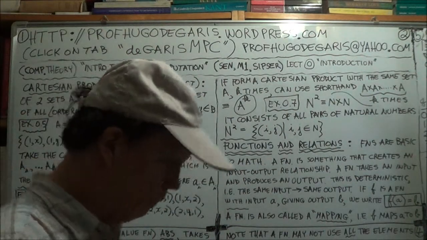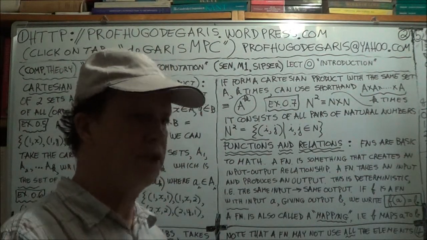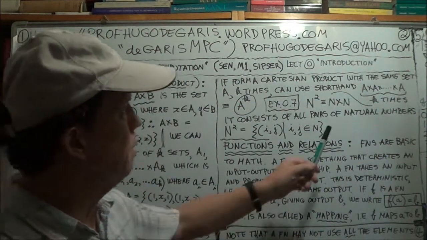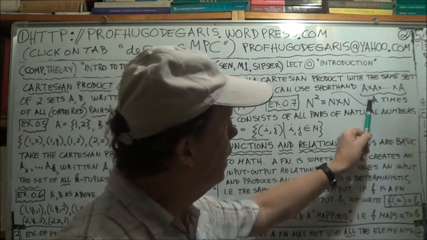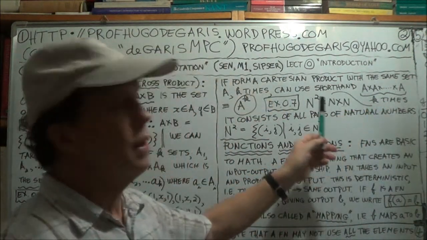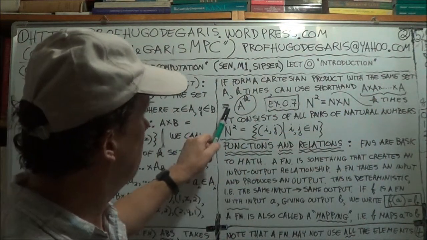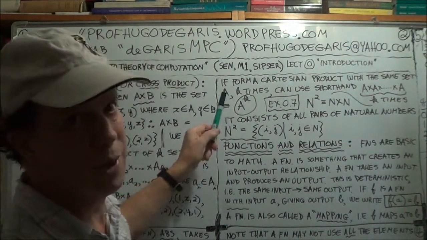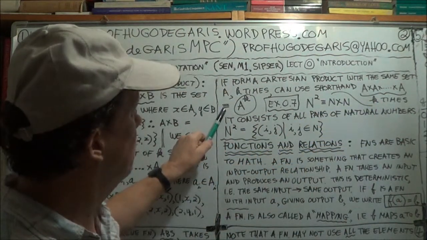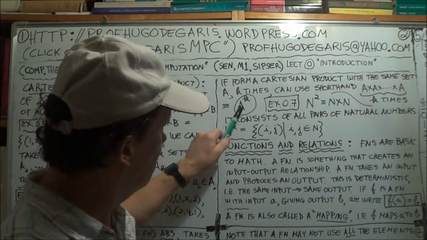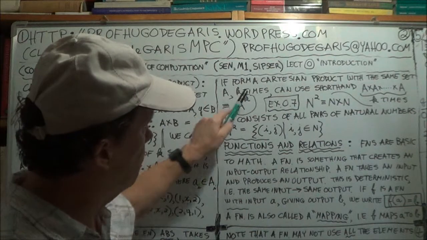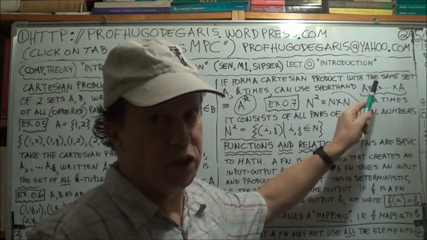Now, sometimes you form a Cartesian product using the same set. So say you form a k times Cartesian product of A with A with A, like k times. There's a shorthand for that. You just put 3 bars here. 3 bars means by definition. So you define this, by definition, as A to the k. So this A to the k is just the shorthand for this Cartesian product.